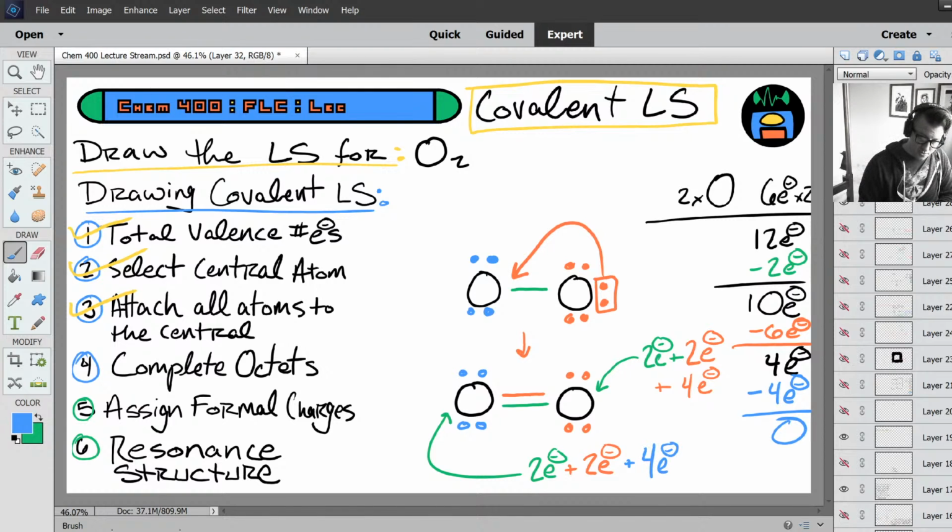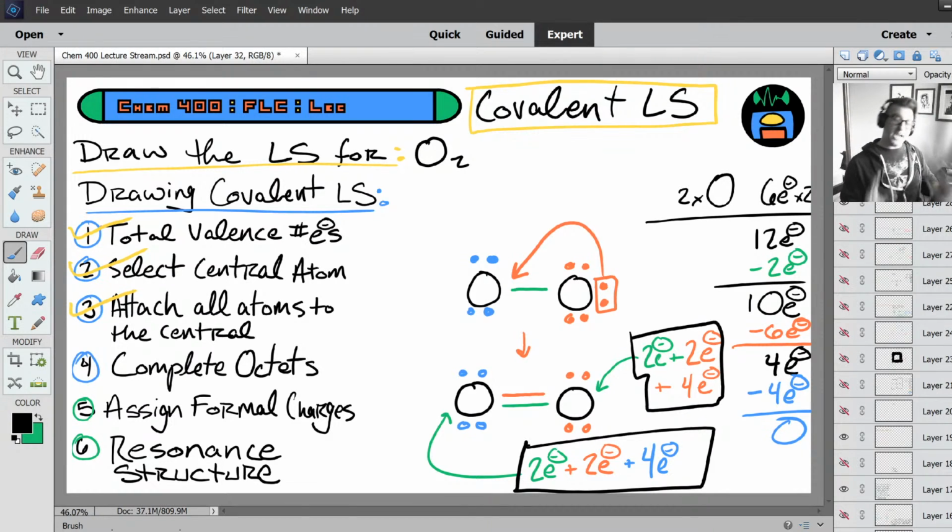And you can see now that both oxygens in the Lewis structure as drawn have access to 8 electrons, which means we can finally say mission accomplished. We have completed all the octets in this molecule.